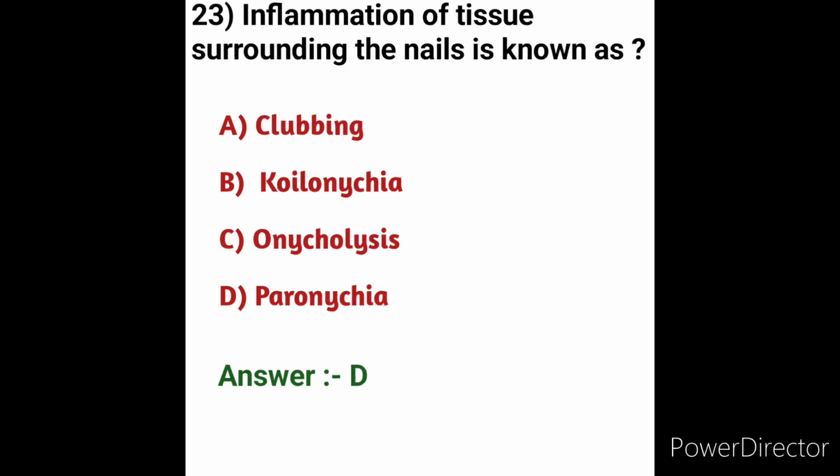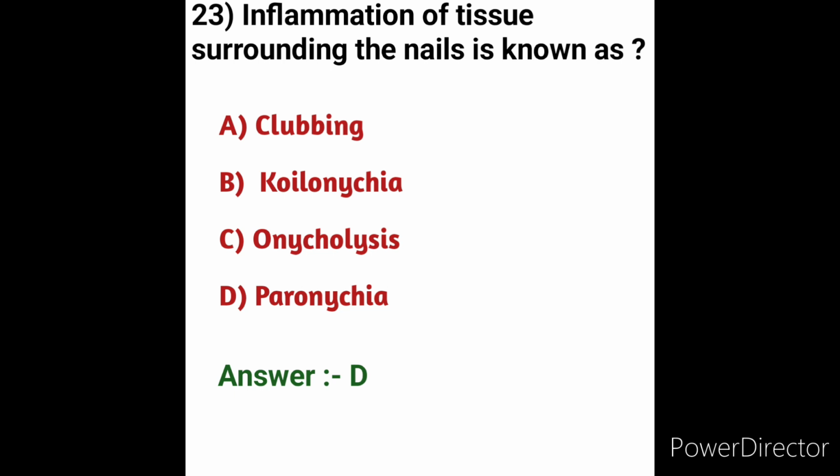Inflammation of tissue surrounding the nail is known as option A, clubbing. Option B, koilonychia. Option C, onycholysis. Option D, paronychia. The infection developed along the edges of fingernails or toenails is called paronychia. Option D is the correct answer.